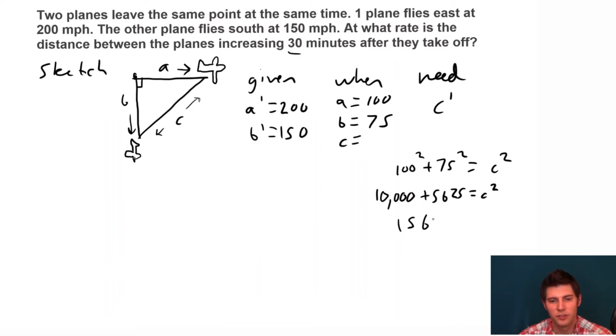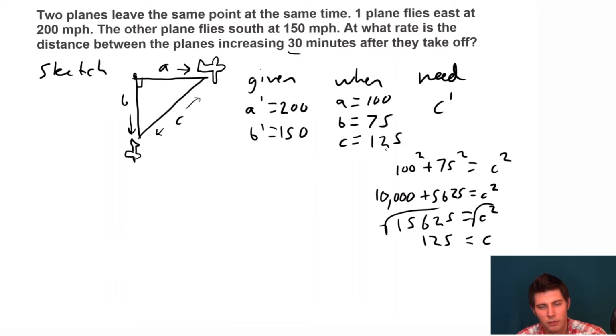So that gives us 15,625 equals C squared. So C equals the square root of that, which is 125. You also could have recognized a 3, 4, 5 triangle there, because 75 is 3 times 25, 100 is 4 times 25, so 125 would be 5 times 25. So it's a special 3, 4, 5 triangle. It's okay though. It was fine doing it the long way.